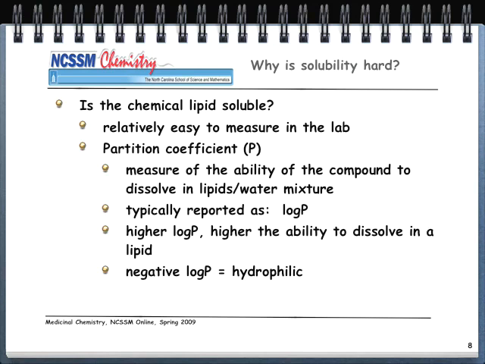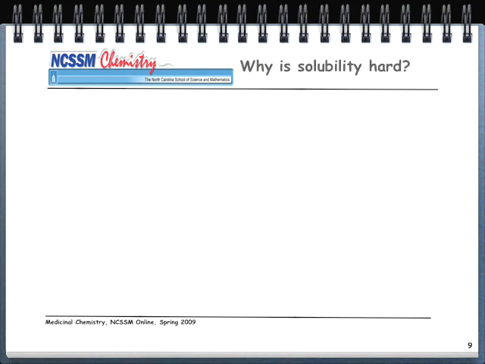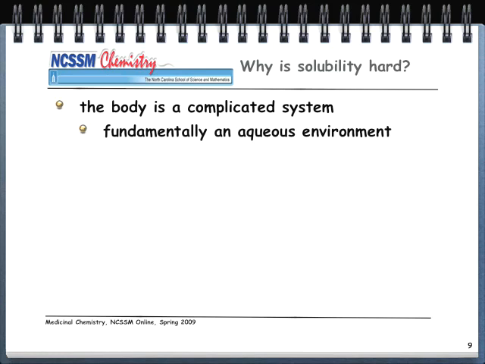If it has a negative log P, we would call that hydrophilic, meaning it really loves water and doesn't like lipids. So that would be hydrophilic or lipophobic, whichever way you want to consider that. A positive log P is lipophilic. The higher the log P value, the more it loves lipids and wants to dissolve in them, and we would call that lipophilic. As we've mentioned already, the body is a complicated system. It's fundamentally an aqueous environment filled with lots and lots of lipids.